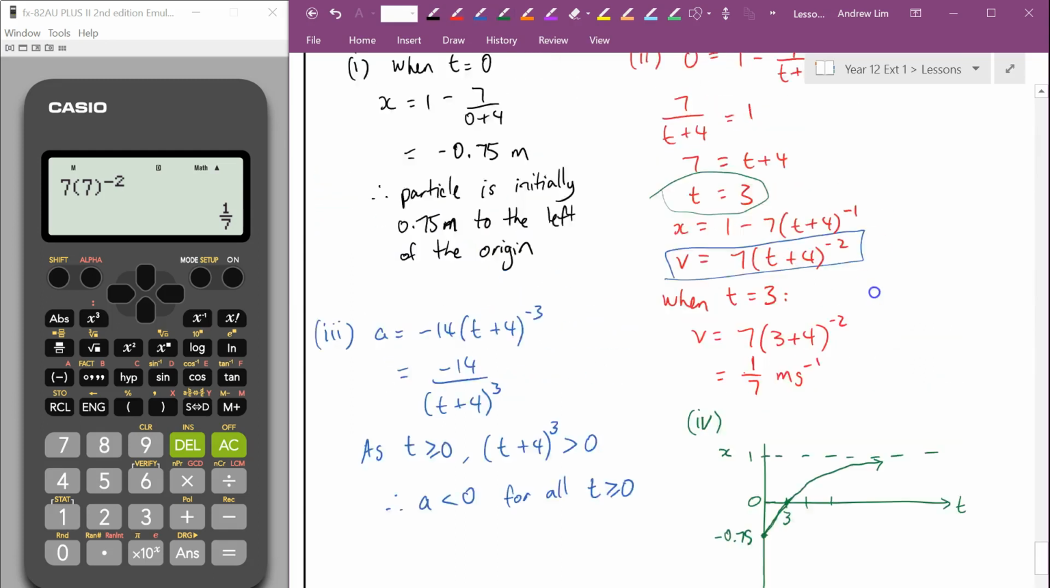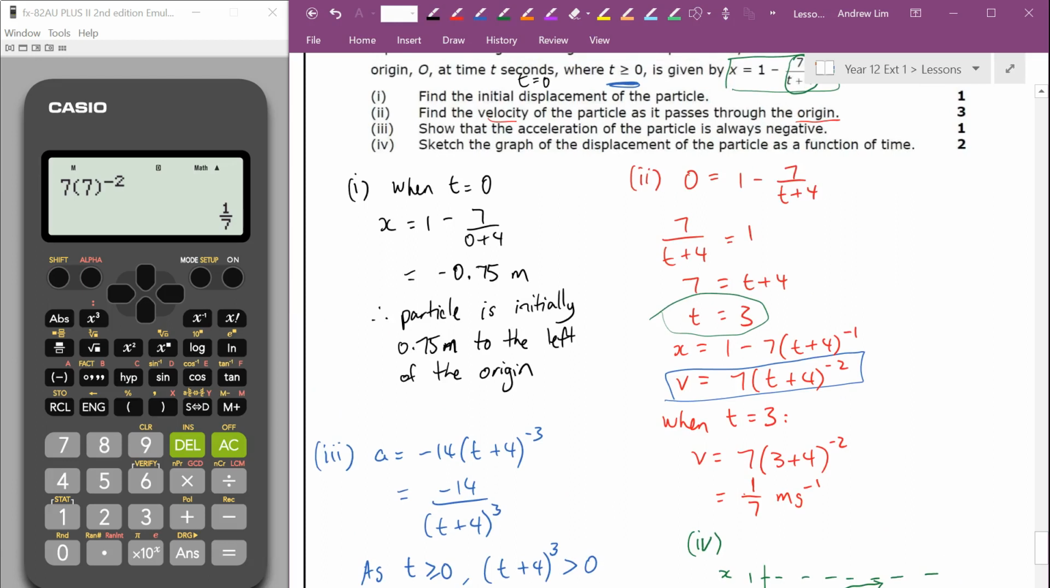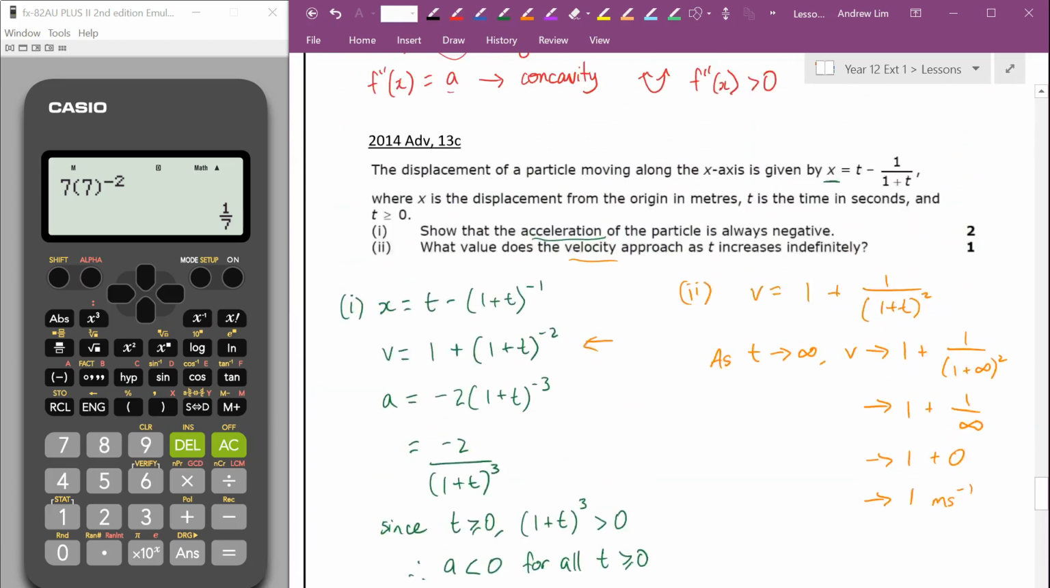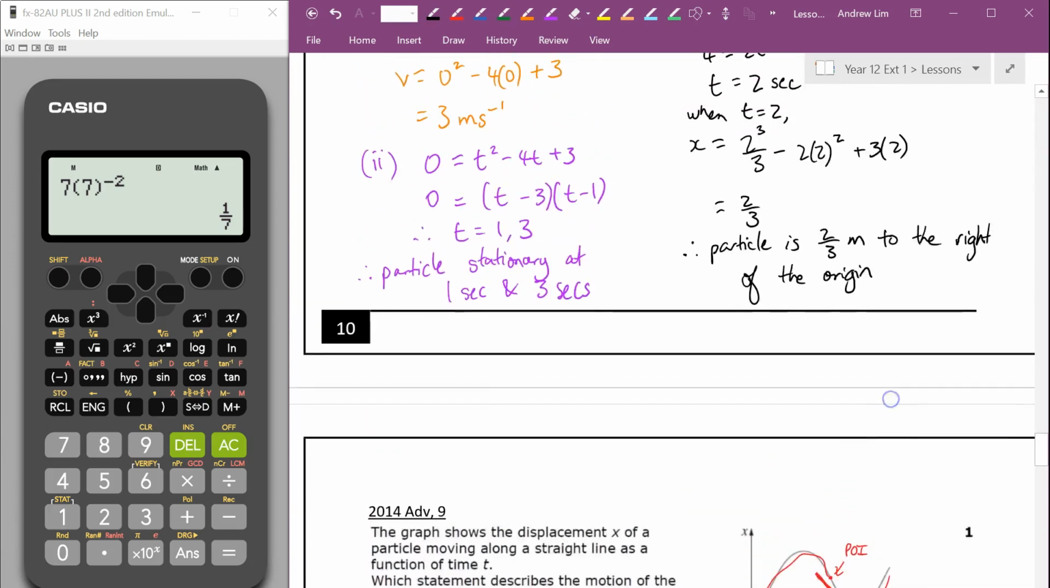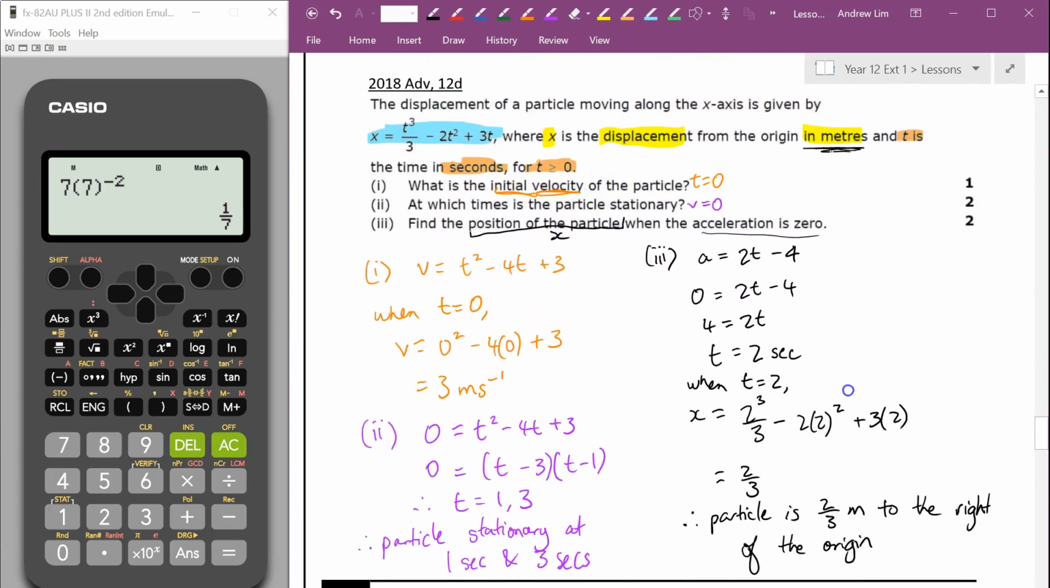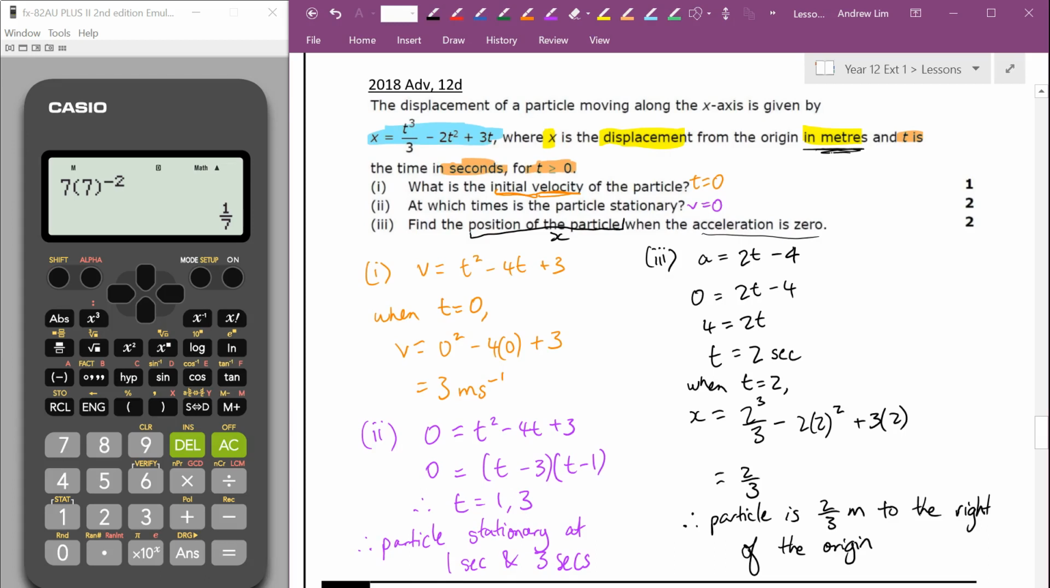So that's it for this lesson. I hope you found it helpful. We just went through some HSC style questions for lesson 2 of the motion and rates topic.